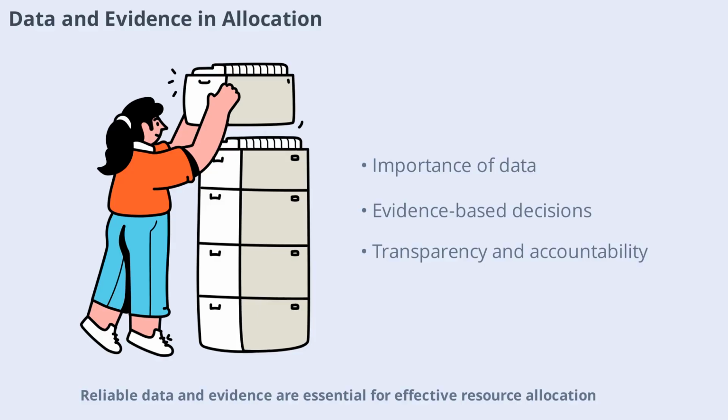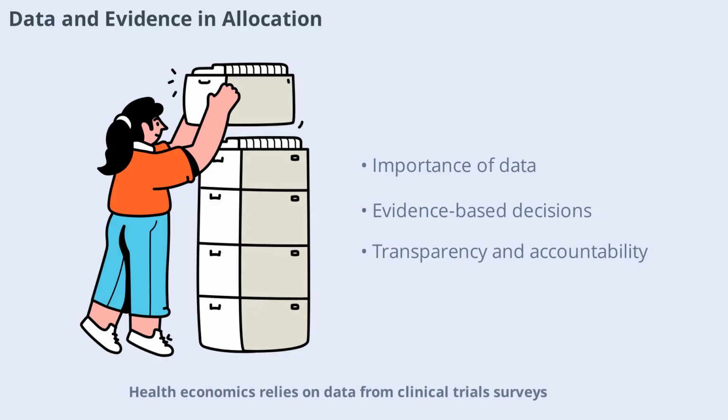Reliable data and evidence are essential for effective resource allocation. Health economics relies on data from clinical trials, surveys, and health records to inform decisions. Evidence-based allocation improves transparency and accountability, ensuring that resources are directed to interventions that work. Investing in data systems supports better decision-making.